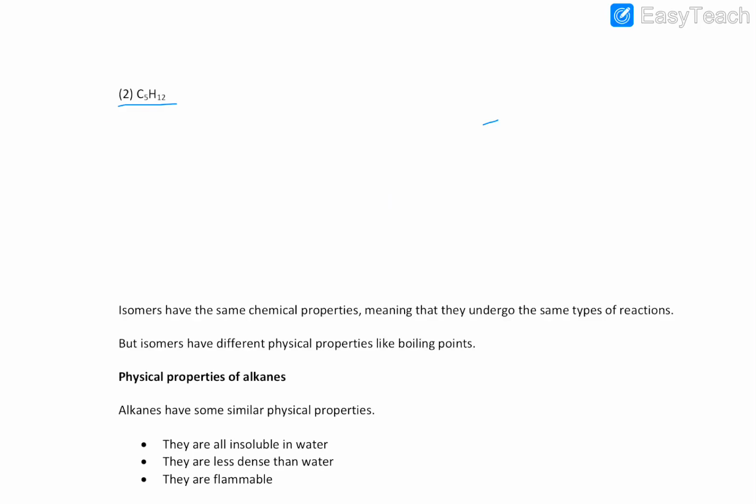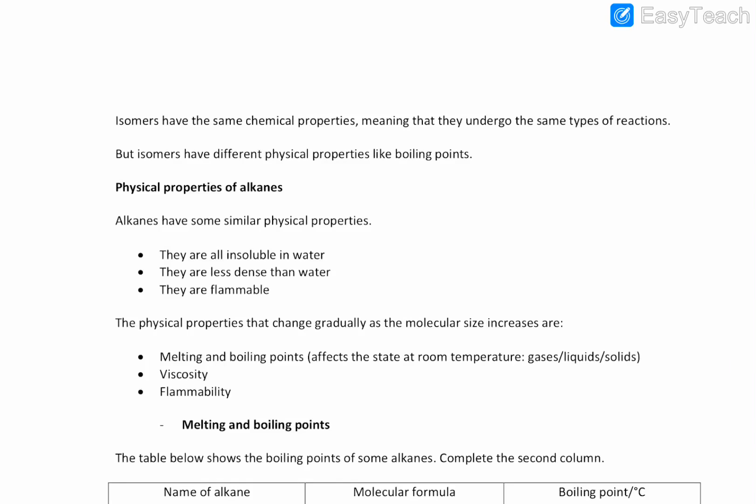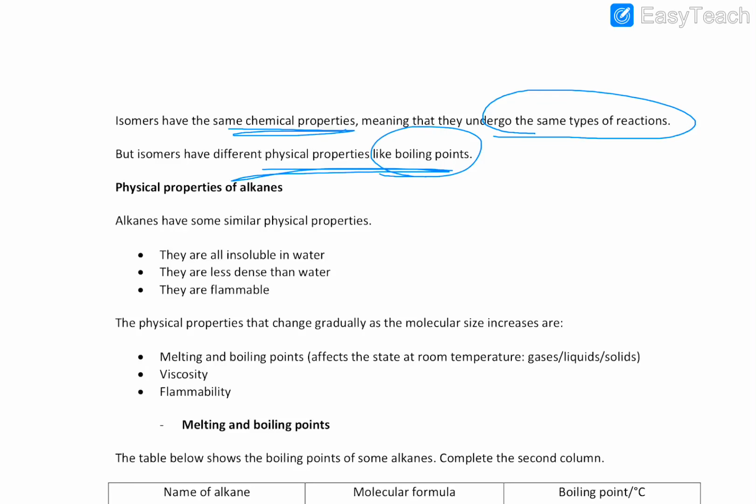So you're going to try for this one. You're going to draw that in your copybook, and then you're going to take a picture of it and upload it in the assignment. Okay? So try to draw as many isomers as you can for C5H12. Make sure that the structures are not equivalent to each other. Okay. So isomers have the same chemical properties, meaning that they will undergo the same type of reactions, but they have different physical properties like boiling points.